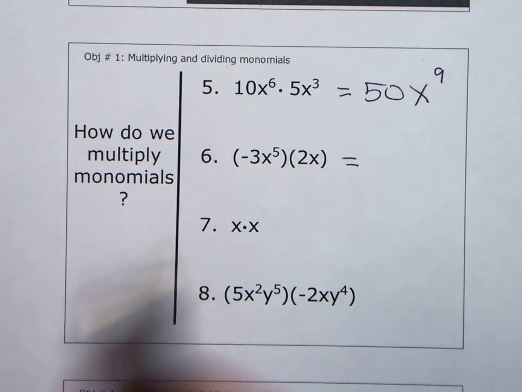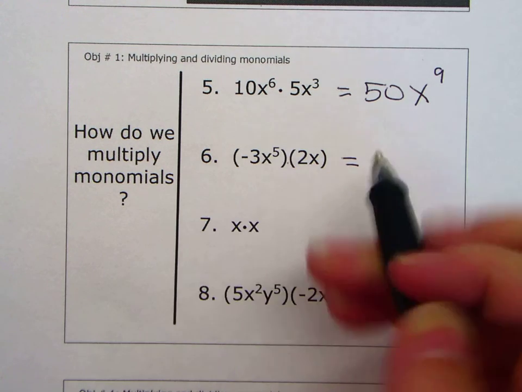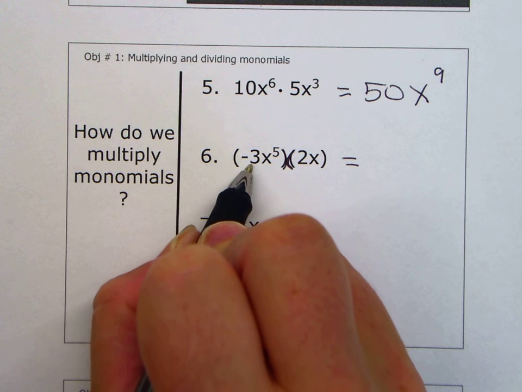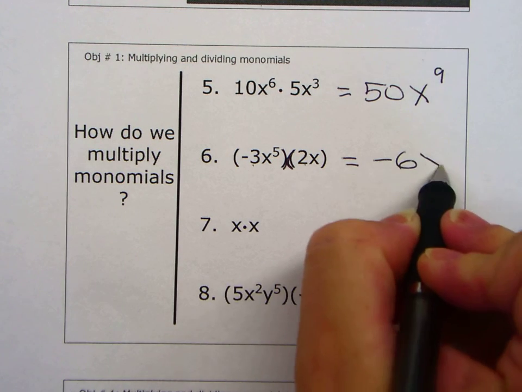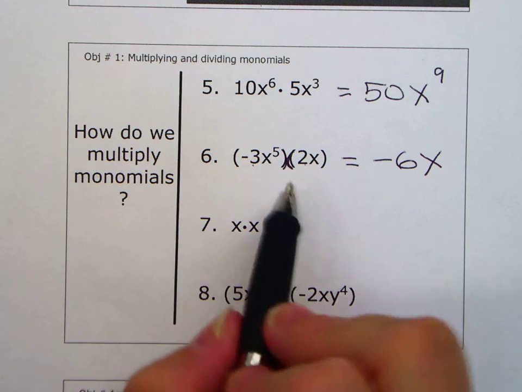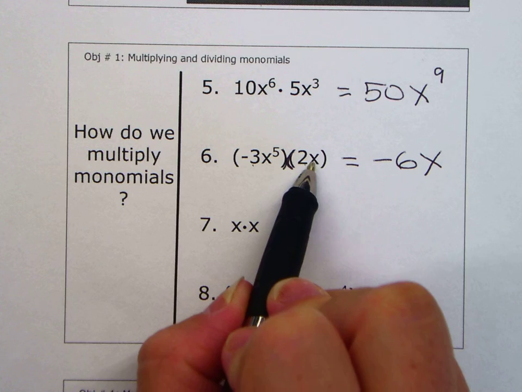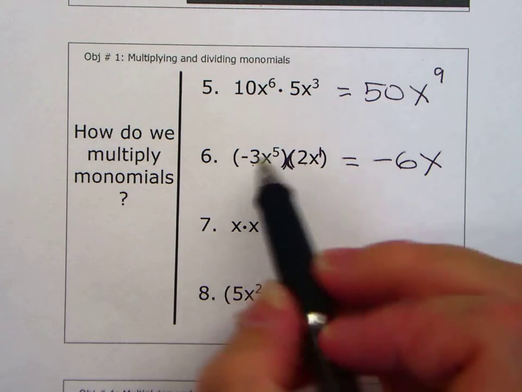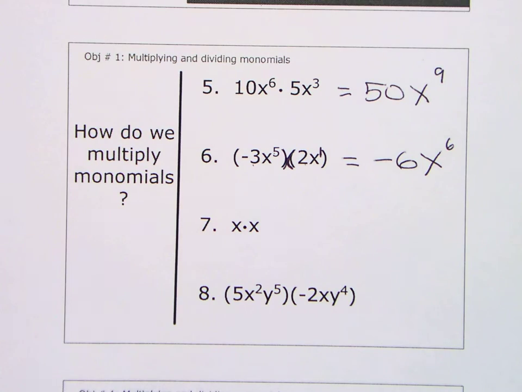Number 6. This time, when parentheses is touching, it means times. Parentheses touching means multiplication. So negative 3 times 2 is negative 6. X. We add our exponents. 5 and, wait, but what do we put there? Remember, I have an x, I have one x. I'm going to put a little 1. It's invisible. 5 and 1 is 6. Uh-oh. My light went off. Oh, there we go. My light sometimes goes off. Sorry.